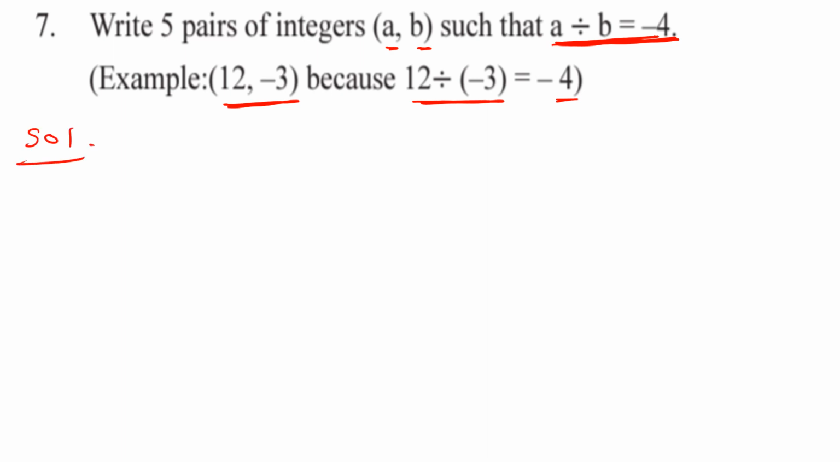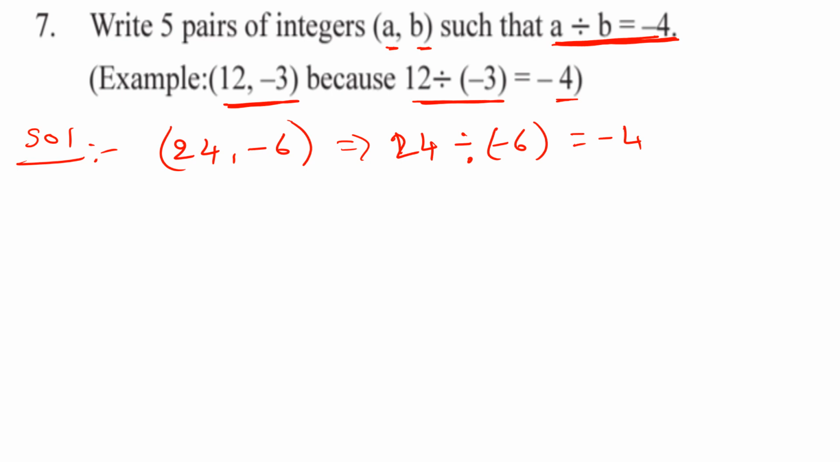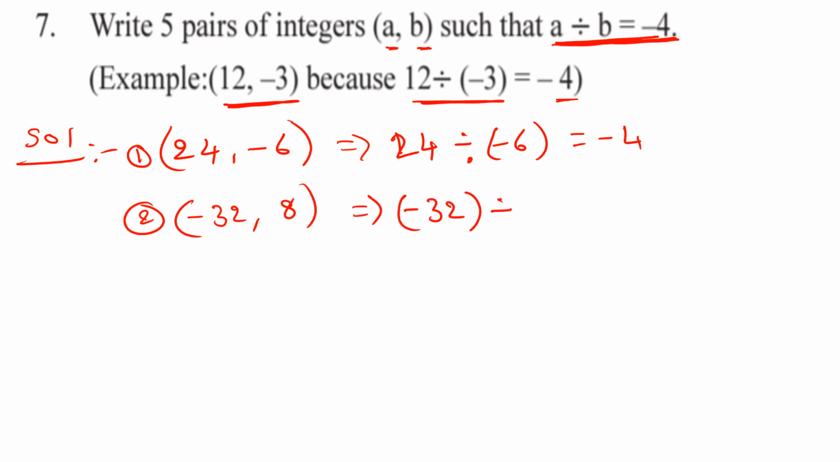One more pair I am writing here: 24 comma minus 6. That is 24 divided by minus 6, which is minus 4 only, since 6 fours are 24. And the second pair, minus 32 comma 8, which implies minus 32 divided by 8 equals minus 4 only. Minus divided by plus should be minus. 8 fours are 32, right?